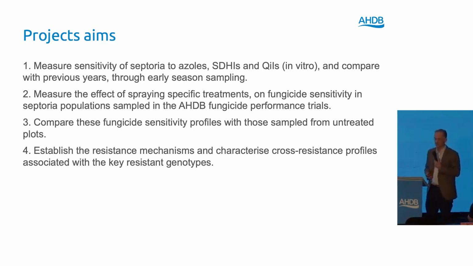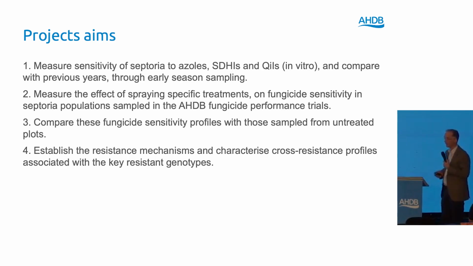The second thing we're measuring, and this is perhaps a more recent addition, is using samples from the fungicide performance trials. We're actually looking to see if we can select for insensitivity in the field in a season. So we're taking samples where certain treatments have been applied, like Pectiga, like Miravis, and seeing whether the sensitivity to Miravis and Pectiga and the other actives has changed as a result of that. So it's trying to see whether we can initiate a shift in the field, or whether that is occurring.